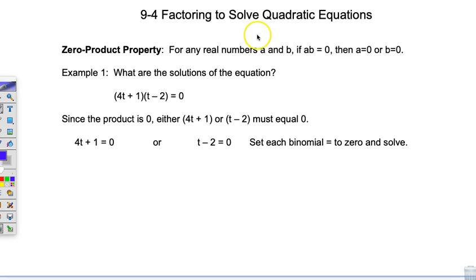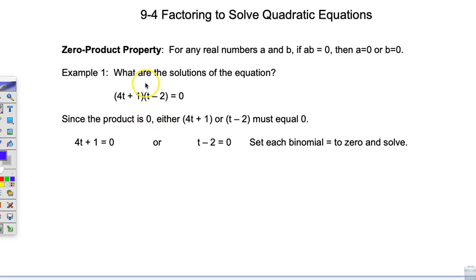So for any real numbers a and b, if you multiply them together and the result is zero, that means that either the a value or the b value must also be zero in order to get a product that equals zero. So let's take a look at some problems in this section.